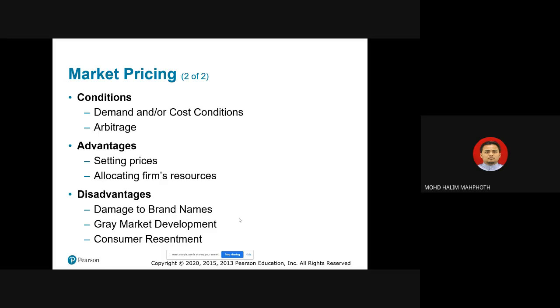Or if too cheap, people also label, okay, that one is a cheap product. Gray market development, what is gray market development? Gray market development happens when people sell in the market not using the legal channel, not using the proper channel. It's legal but not a proper channel.